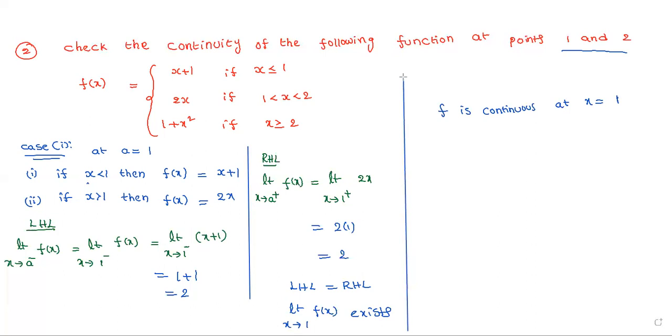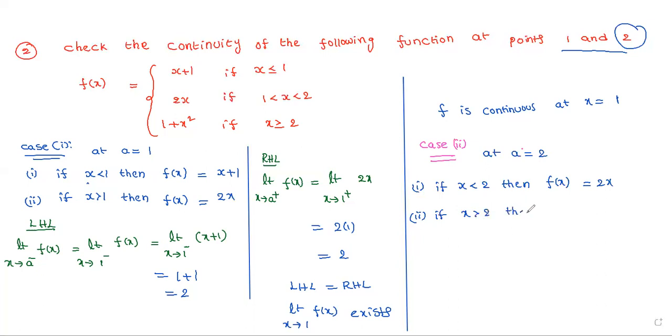And case 2, second problem. Do homework. If second problem, do homework. No? How to explain? At a is equal to 2. Second condition, condition number 1: if x less than 2, then f of x equal to 2x. Second condition: if x greater than 2, then 1 plus x square.